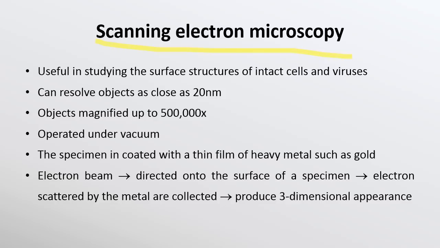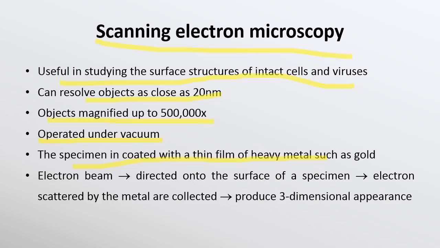The SEM, or scanning electron microscope, is very useful in studying the surface structure of intact cells and viruses. You can resolve objects as small as 20 nanometers, and the objects are usually magnified up to 500,000 times. The scanning electron microscope also operates under vacuum conditions. To view the specimen, it is usually coated with a thin layer of a heavy metal, usually gold, so it is usually gold sputter coated.